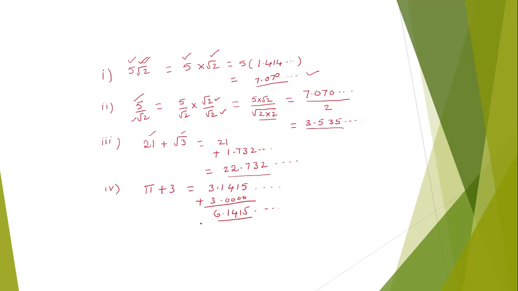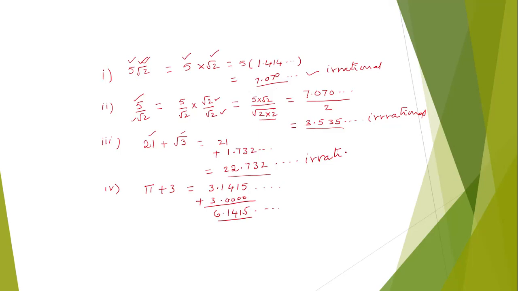You may observe all these four. In the first one, a rational into an irrational gives us an irrational. In the second one, 5 is rational, root 3 is an irrational. What we get is 3.535 and so on. It is also an irrational. In the third one, 21 plus root 3. 21 is rational and root 3 is irrational. What we get is 22.732. It is also an irrational.